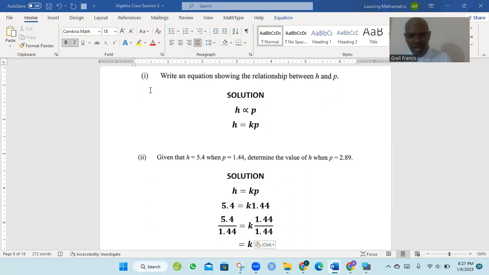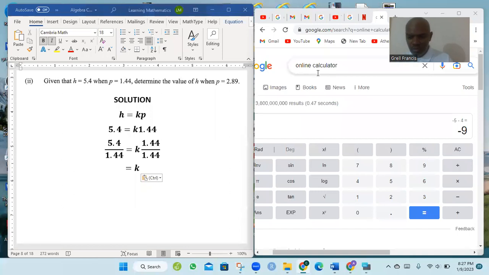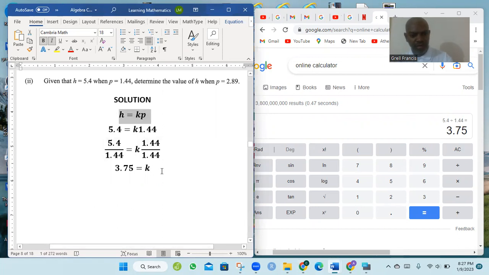Let's use our calculator for that. So we have on the left side 5.4 divided by 1.44. That's 3.75. So K is 3.75. So now we can complete the equation, because right now we know the value of K. So actually, H is equal to 3.75 times P.